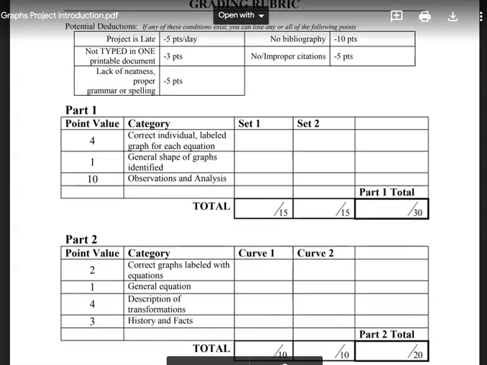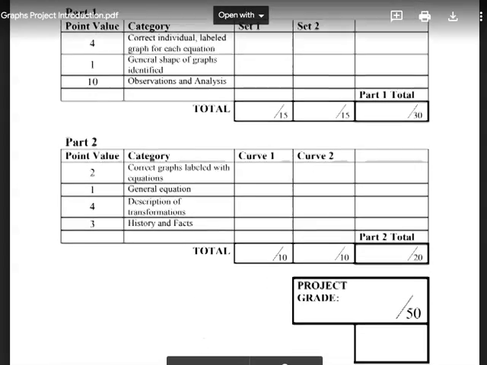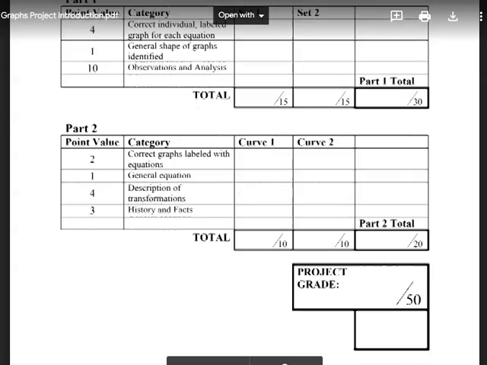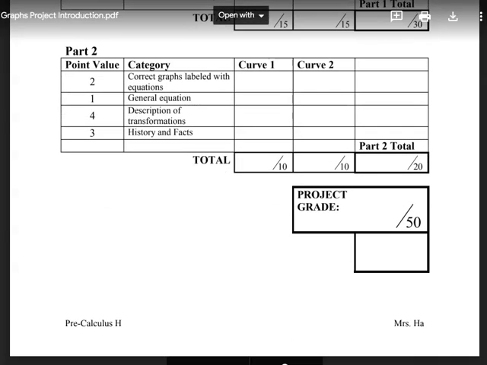And then part 2, this is the part where you're doing the research yourself. So these are 10 points for each different type of graph or curve that you research. That's 2 points for the correct graphs labeled with equations. Remember, you have to have at least 2, so 2 points there. General equation, that's 1 point. Description of transformations, that's 4 points. And then history and facts, that's 3 points. So that's 20 points for part 2, 30 points for part 1, for a total of 50 points.